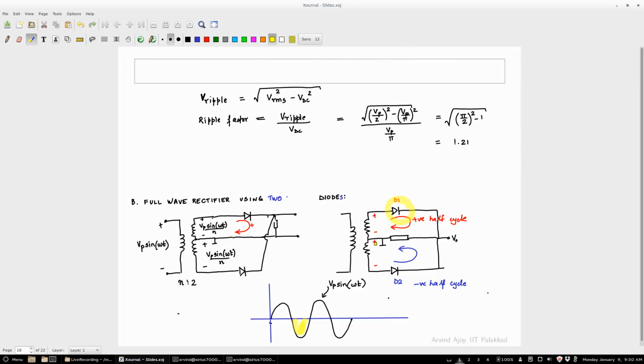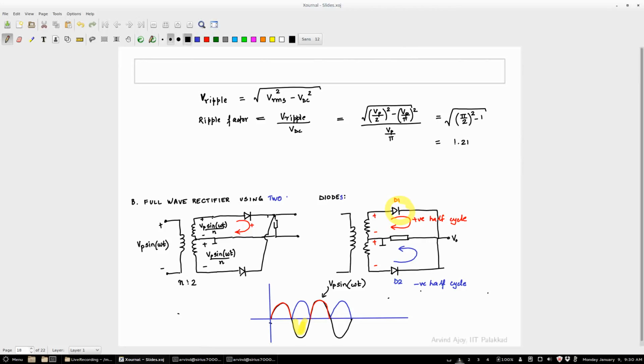However, in the negative half cycle, D1 will not conduct because the anode of D1 will be negative and the cathode is at 0. However, the bottom diode will conduct because this is negative, right? Whatever I have drawn as plus over here will actually be negative with respect to what I have drawn as minus here, which means this diode will conduct. Okay, this plus minus refers to the input voltage.